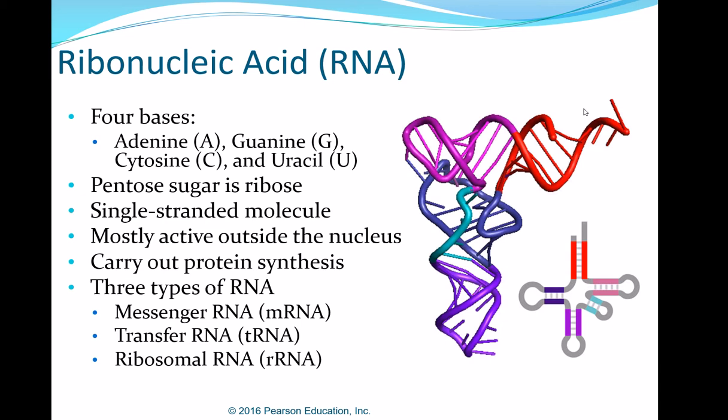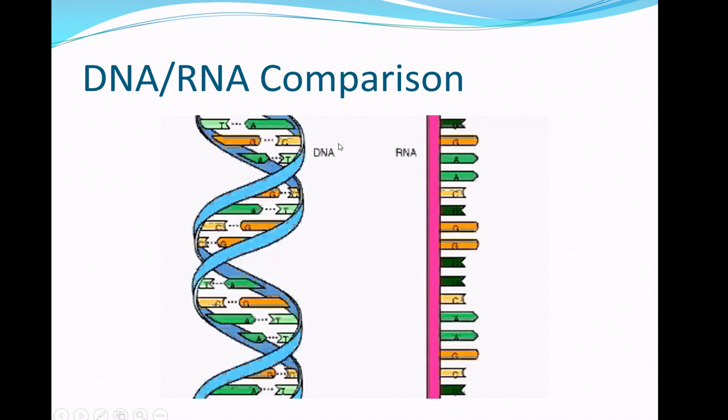And there are 3 primary types of ribonucleic acid. We have messenger RNA, mRNA, transfer RNA, tRNA, and ribosomal RNA, rRNA. And we are going to talk about what all 3 of those do in the process of protein synthesis in chapter 3. Since they are both nucleic acids and they have some similar structures, let's watch a little video to compare and contrast the 2.